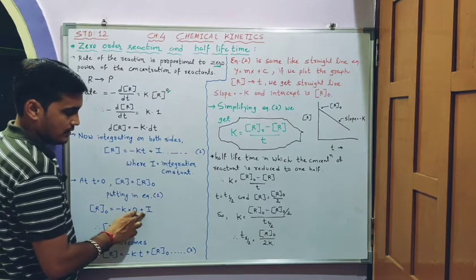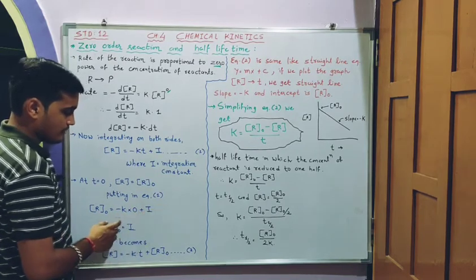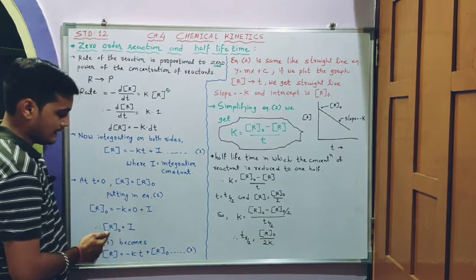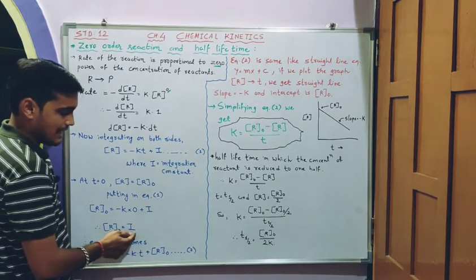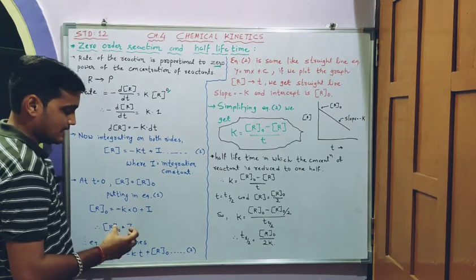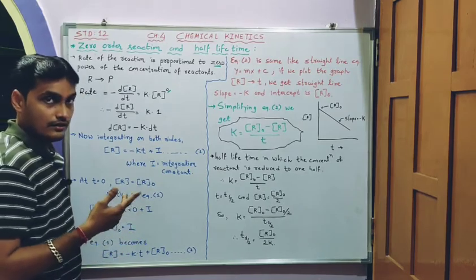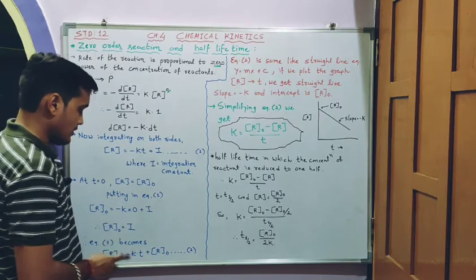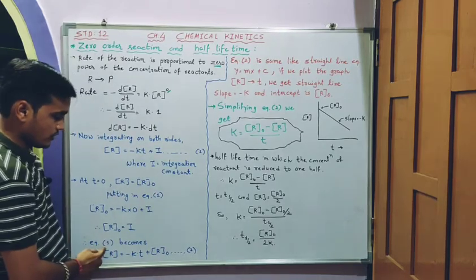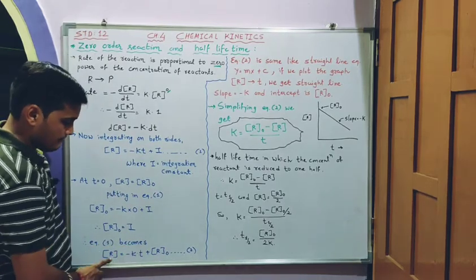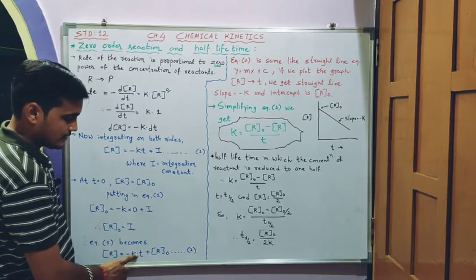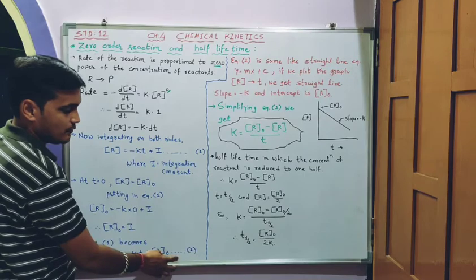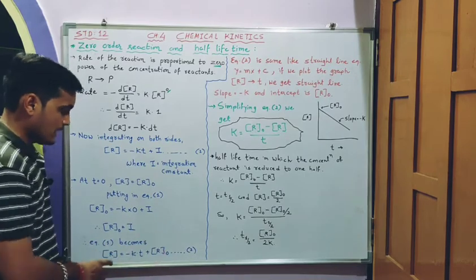with t is equal to 0 put over here, plus I. So minus K into 0 is 0. So we get R0 is equal to I. Again we are getting the new value which replaces I, that is R0. So our equation 1 becomes R is equal to minus K into t plus R0. This is equation number 2.